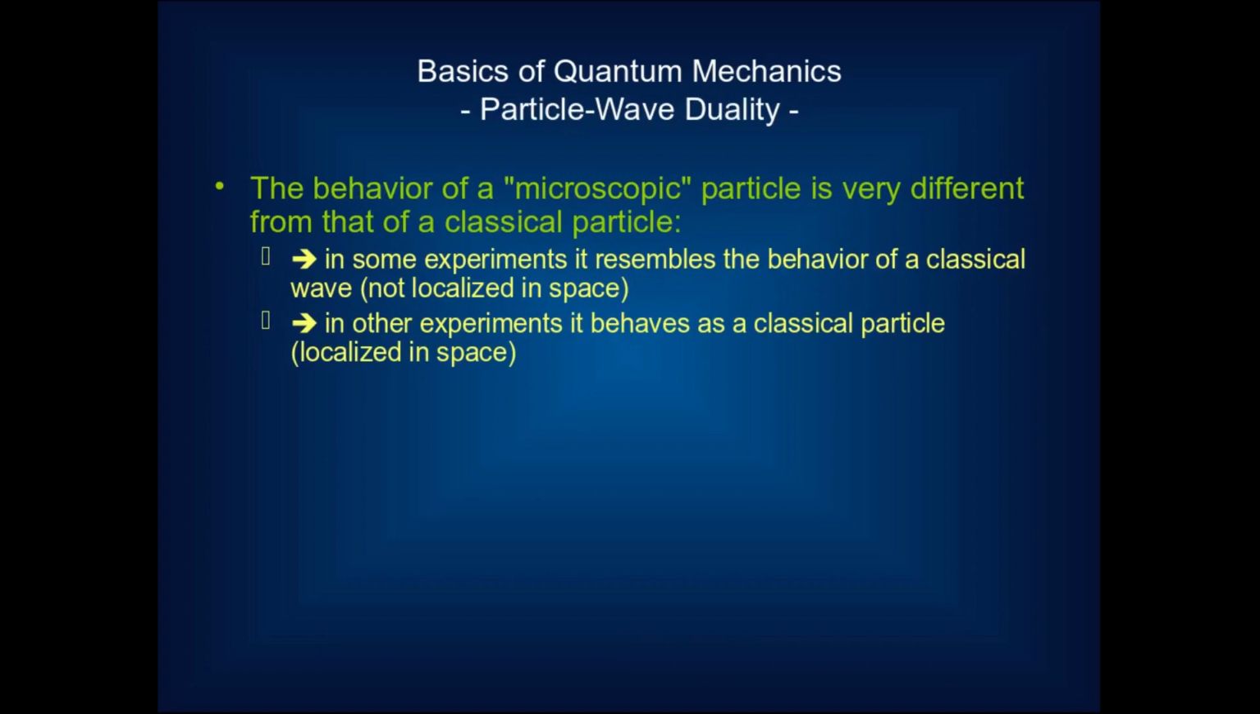Now let us talk about particle and wave duality. The behavior of a microscopic particle is very different from that of a classical particle. In some cases, it behaves as a wave, and in some cases, it behaves as a particle. In some experiments, it resembles the behavior of a classical wave. In other experiments, it behaves as a classical particle. Light behaves as a particle in some cases, as well as a wave in other cases. We will talk about it in later slides.